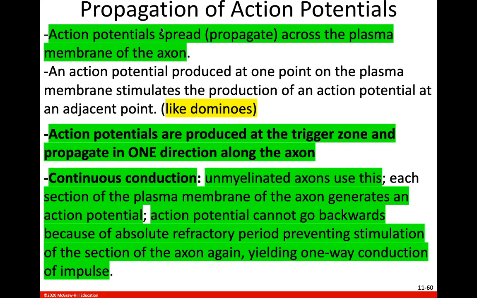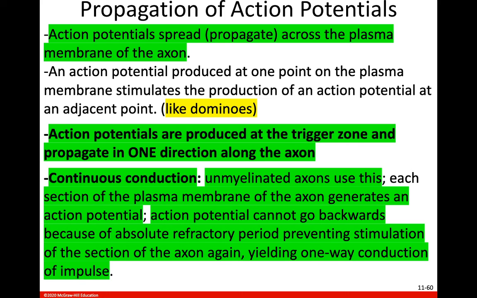Again, going back, we've already talked about this before, propagation is like dominoes falling. Okay, you don't have the same action potential that goes all the way down the neuron. You have different action potentials. One action potential stimulates another one right next to it, stimulates another one right next to it, all the way down the axon, just like dominoes. So when you cause a domino to fall, it's not one domino all the way down the line. One domino causes the next one to fall, which causes the next one to fall. That's the way action potentials are. Again, action potentials only go in one direction, from the trigger zone down the axon toward the axon terminal.